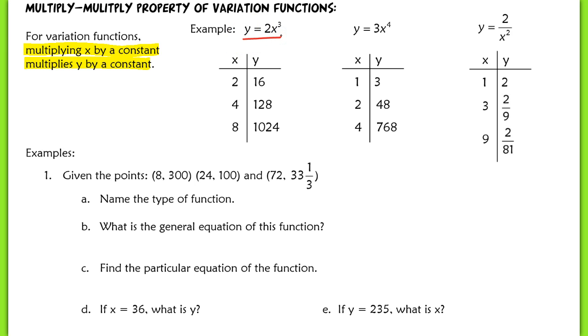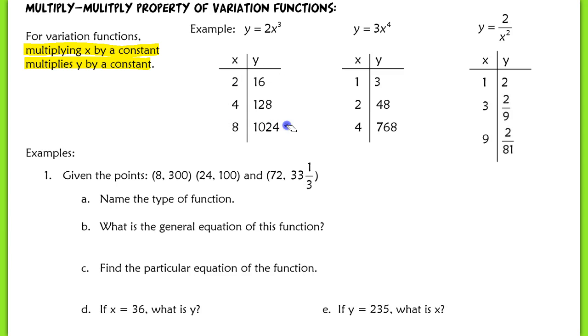Now I know it's direct variation because I have y equals 2, a constant, times my variable cubed. So out loud I could say this as y varies directly with the cube of x. I can also tell from the table because as x increases, y also increases. Now what we want to do though is look for the multiply-multiply property.